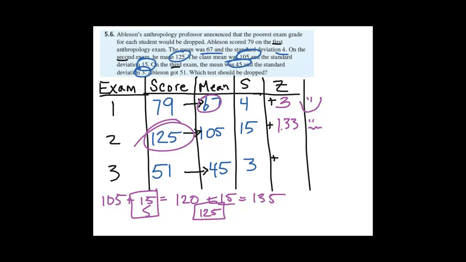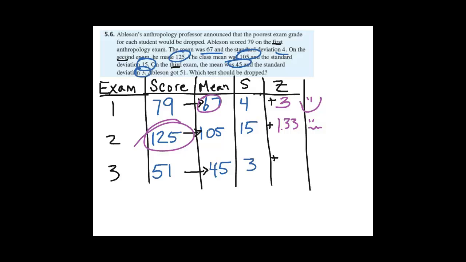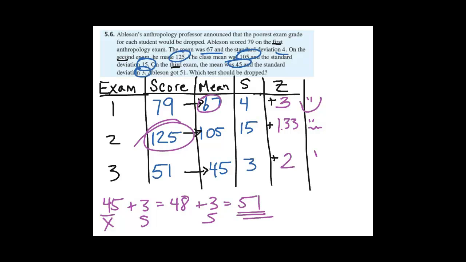Let's just check the third one to make sure. Exam number 3, 45 was the mean. First standard deviation gives me a 48. Second standard deviation gives me his score of 51. So since I added 2 standard deviations to the mean, that would give him a z-score of +2. Also very good. Not quite as exceptional as the first exam, but still pretty darn spiffy.